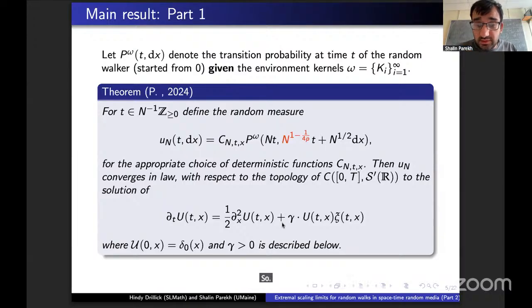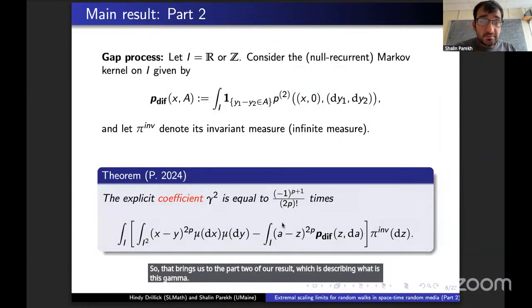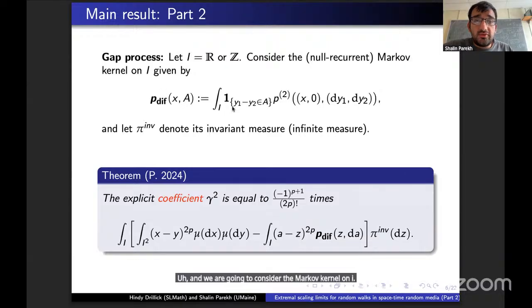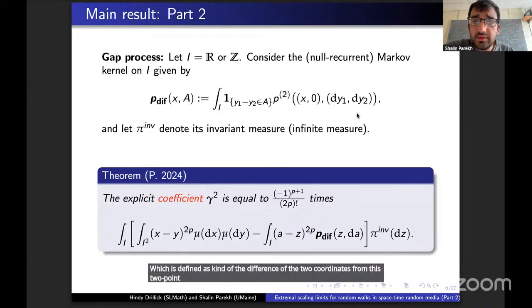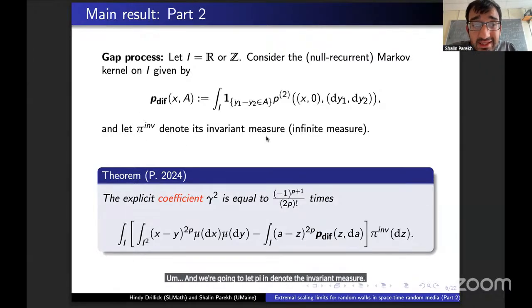So that brings us to part 2 of our result, which is describing what this gamma is. To describe gamma, I'm going to define what is called the gap process. As always, I will denote by I either the real numbers or the integers, and we are going to consider the Markov kernel on I, which is defined as the difference of the two coordinates from this 2-point motion. And we're going to let pi inv denote the invariant measure of that Markov kernel.